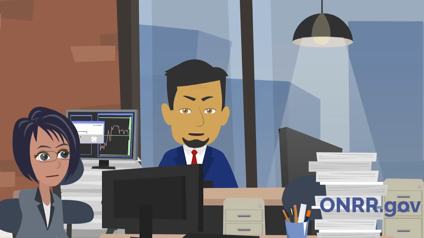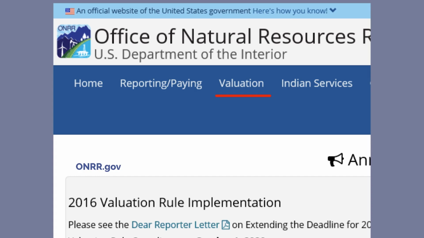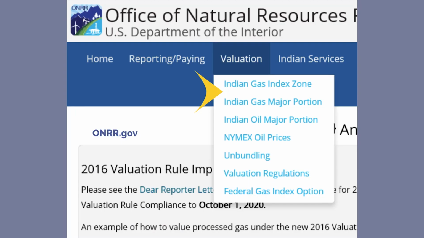Is there a place where I can check market prices for my region? Yes, on onrr.gov in the valuation tab, look for the gas price under the index zone or the Indian gas major portion. The valuation dropdown shows Indian gas index zone, Indian gas major portion, Indian oil major portion, NYMEX oil prices, unbundling, valuation regulations, and federal gas index option.